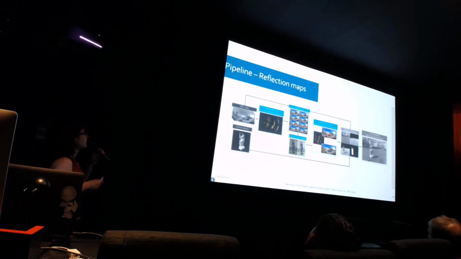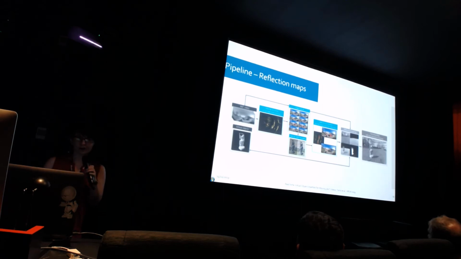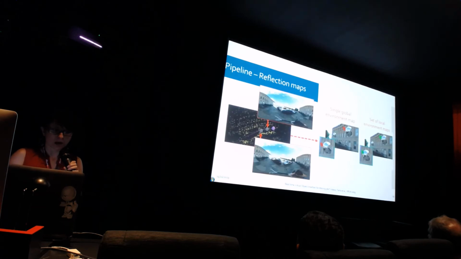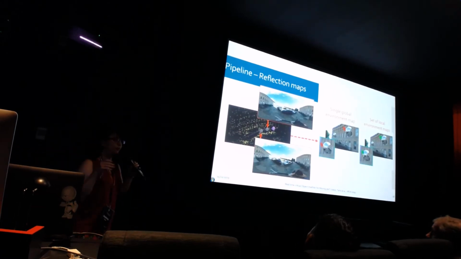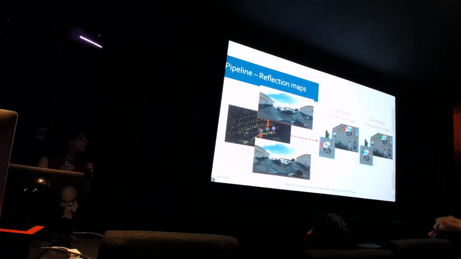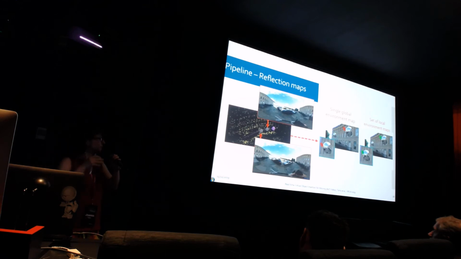And then we use a collection of local reflection maps, because we know where the camera was. We have a camera path, so we can sample from the camera path, take the frame from that place, and make it a local reflection map.